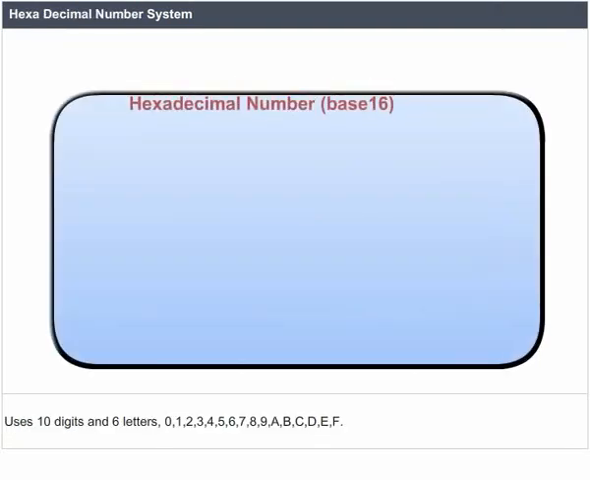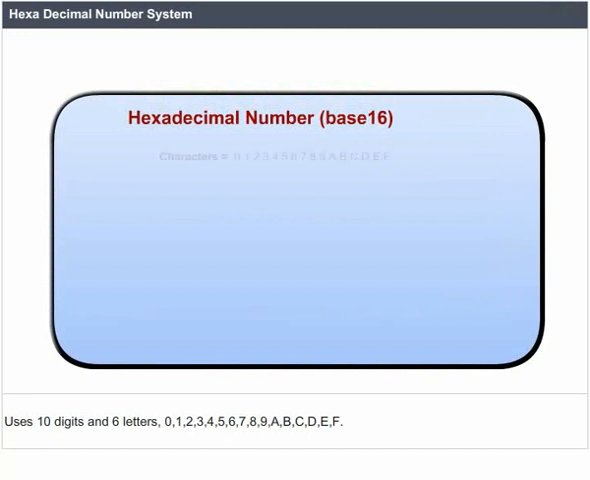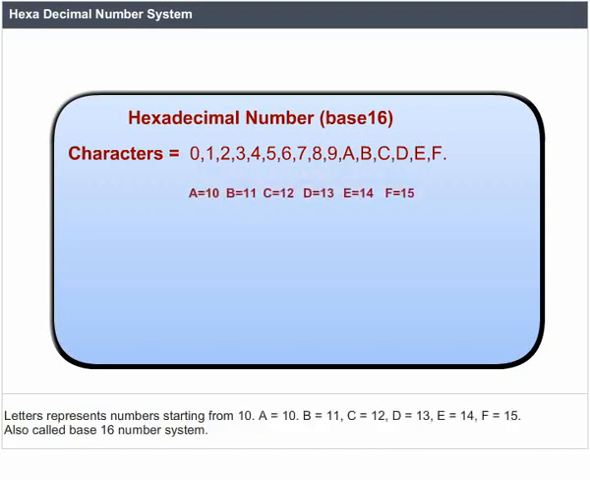Hexadecimal number system uses 10 digits and 6 letters: 0, 1, 2, 3, 4, 5, 6, 7, 8, 9, A, B, C, D, E, F. Letters represent numbers starting from 10. A equals 10, B equals 11, C equals 12, D equals 13, E equals 14, and F equals 15. Also called base 16 number system.